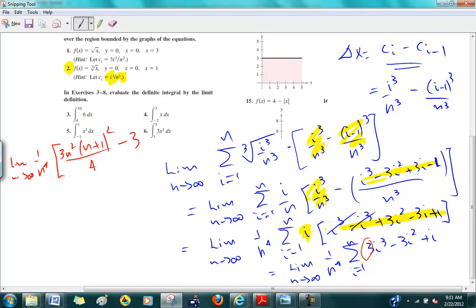So what's the formula for i squared? n times 2n plus 1 over 6. And then what's the formula for the sum of i? n times n plus 1, all over 2.